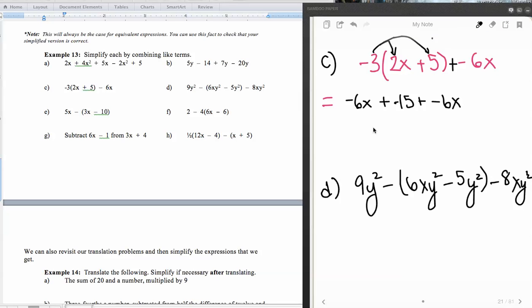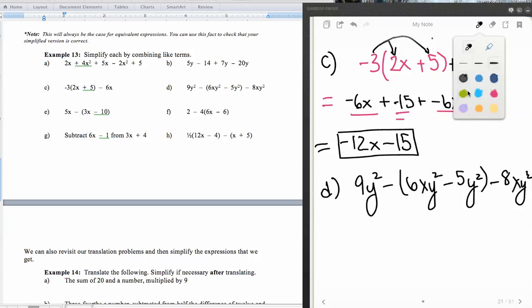And now, from there, what I'm going to do is combine like terms. So I'm just going to underline the ones that are alike. So there's a like term, and there's a like term, and that one's different. So now I can say, okay, I have negative 6 and negative 6x's. Negative 6 and negative 6 gives me negative 12, and those are x's. And then plus the negative 15, which remember could be written as minus 15, because plus and negative is the same as subtraction. And there we go, there's our answer.